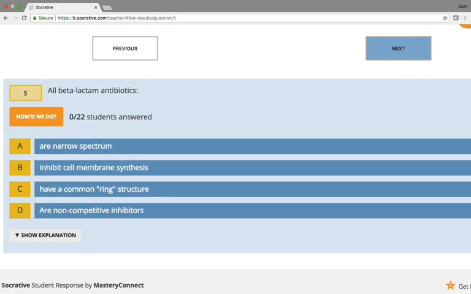All beta-lactam antibiotics, narrow spectrum, inhibit cell membrane synthesis, have a common ring structure, or are non-competitive inhibitors.